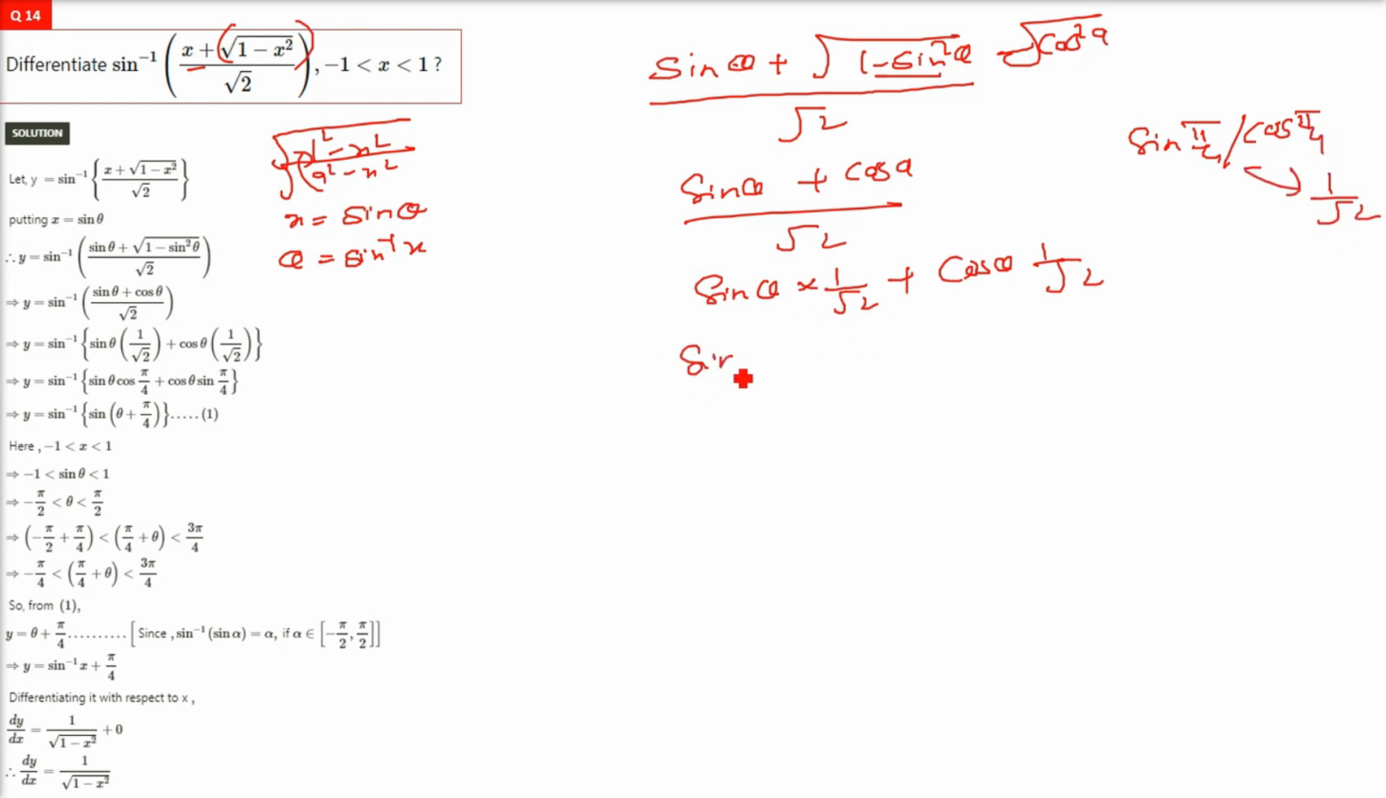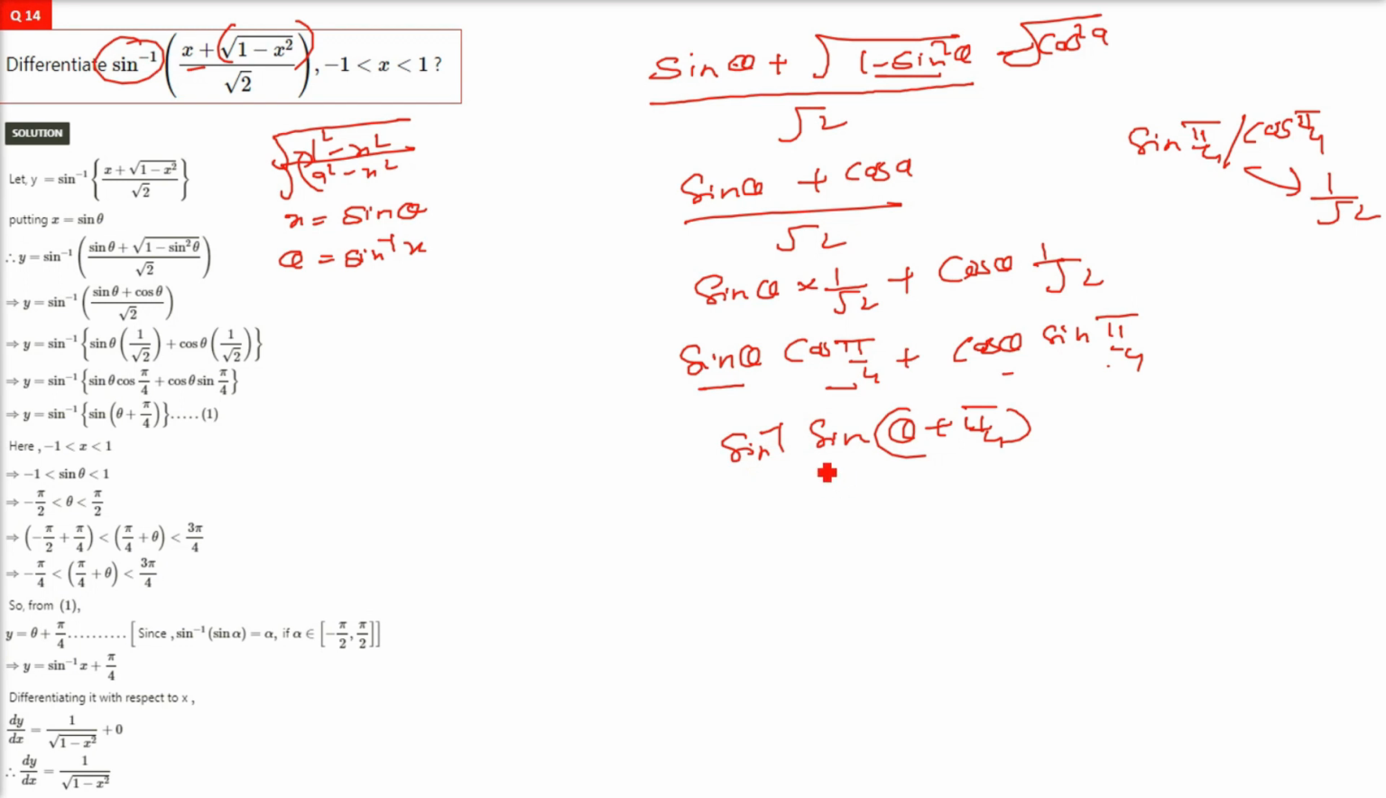So I am writing sin theta, in place of 1 by root 2 I am writing cos pi by 4, plus cos theta, and this is 1 by root 2, so I write it as sin pi by 4. So sin a cos b plus cos a sin b, that is simply sin a plus b. So sin theta plus pi by 4. And you have a sine inverse outside also.